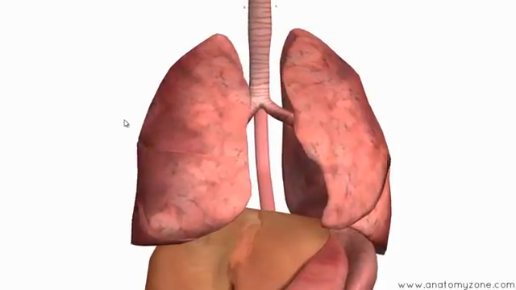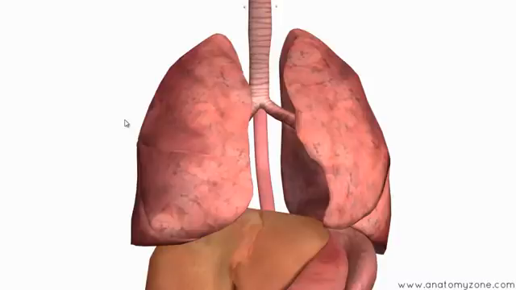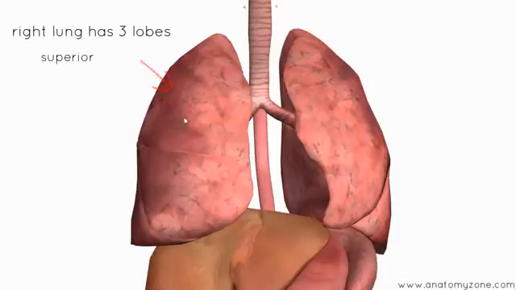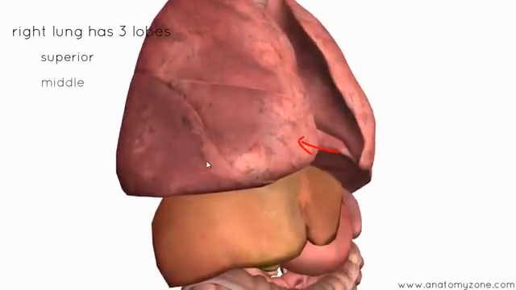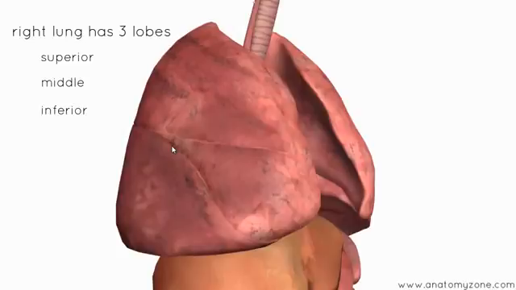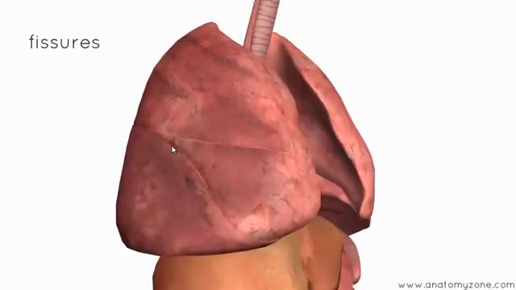So these secondary bronchi are called lobar bronchi because they supply the lobes of the lung with air. So the right lung, which is this lung here, has three lobes. You've got a superior lobe, a middle lobe, and an inferior lobe. And these lobes are separated by fissures.